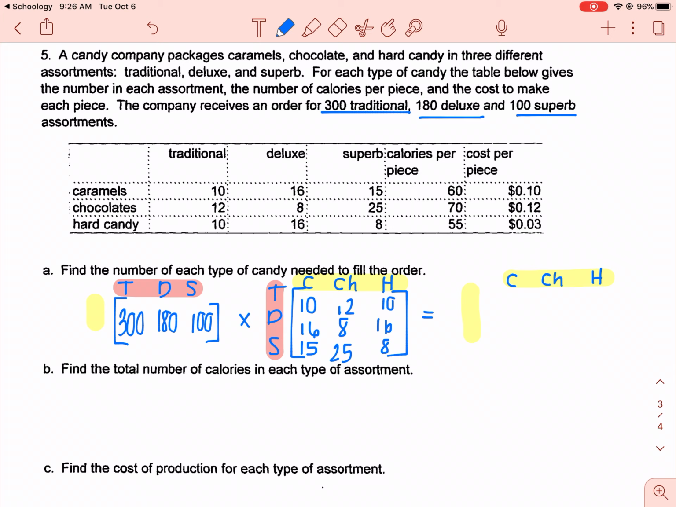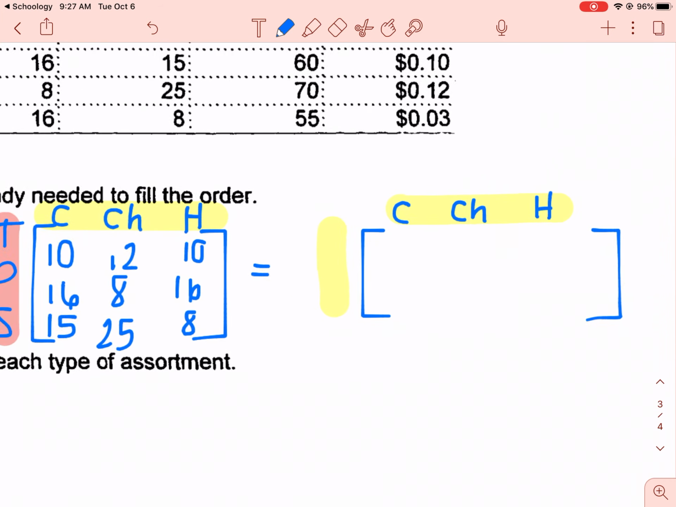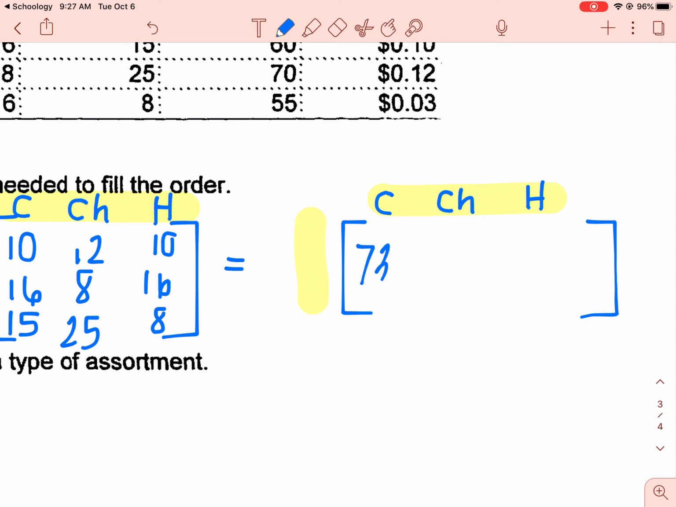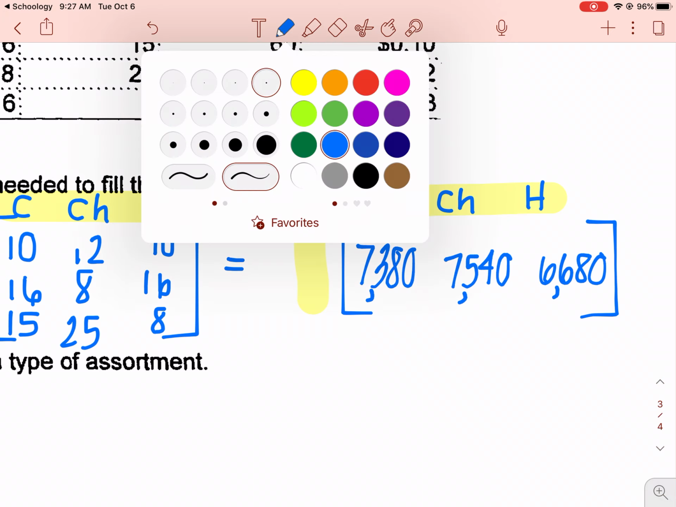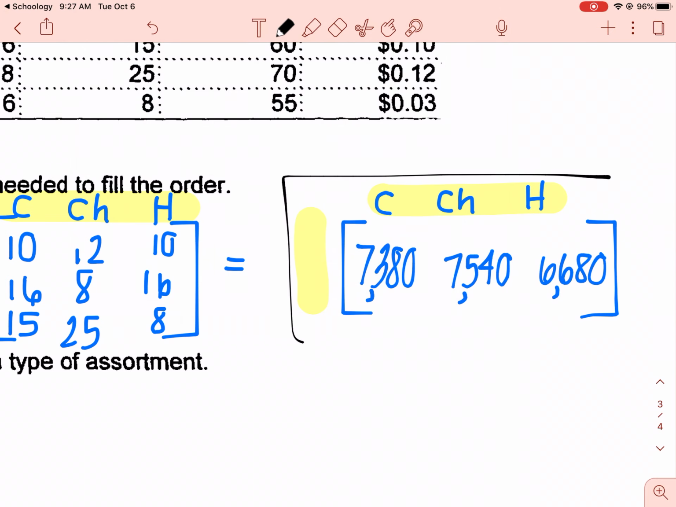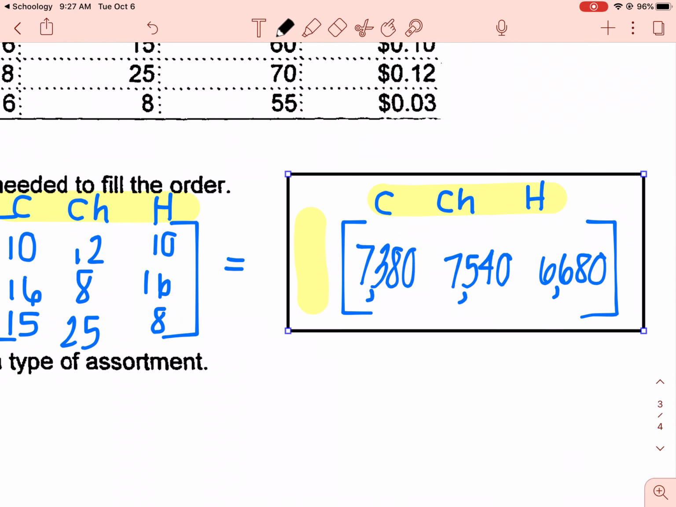This is a 1 by 3 times a 3 by 3, so the answer is a 1 by 3. Type it in. Our units match in the end, so let's see if we get the same answer. That is how much caramels, chocolate, and hard candy you need to fill that order.